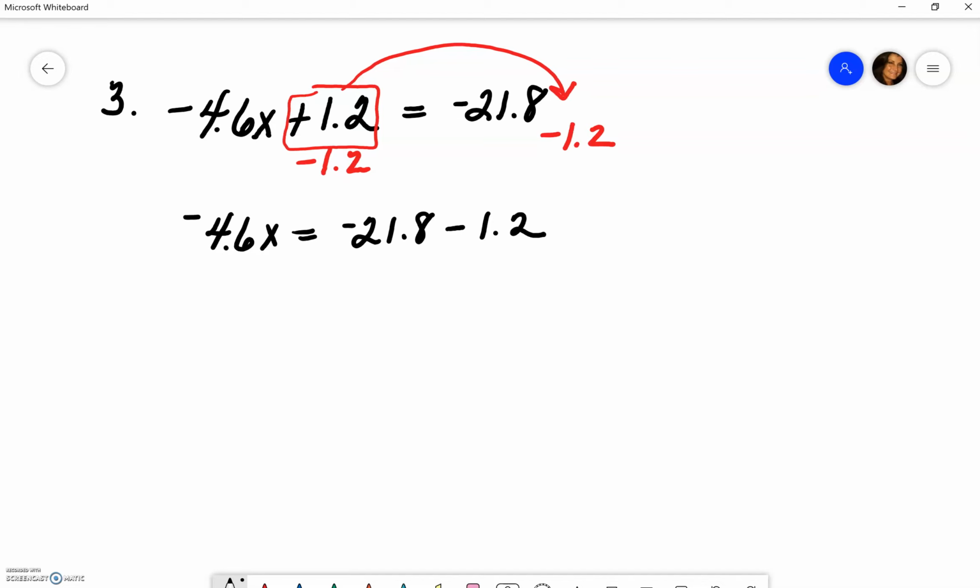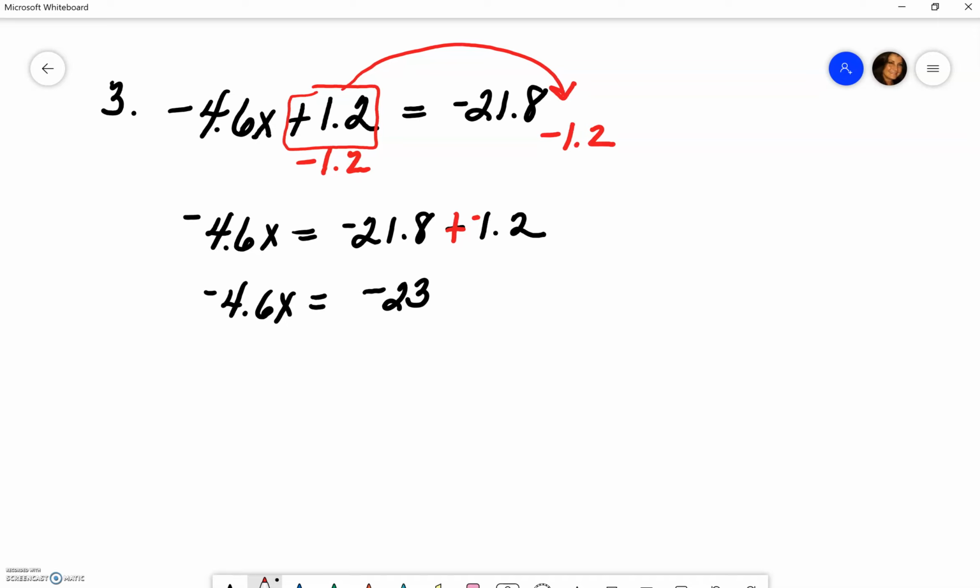Now, remember, you're dealing with a negative and a positive that you're going to be subtracting, so we have to apply that rule where we change this to a plus and make this sign the opposite. Now you can see we're going to be adding two negative numbers, and that should give you a result of negative 23 when you enter that into the calculator.